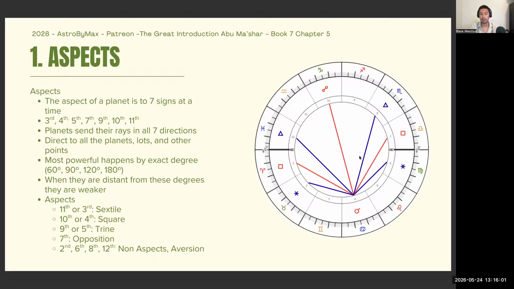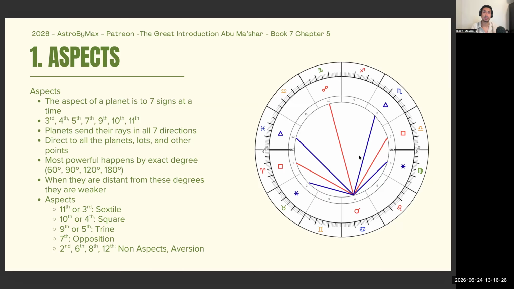It's also very important that we are emphasizing that this is a sign-based relationship first and foremost. Abu Mashar says explicitly the aspect is of a planet to 7 signs at a time. And so when you're understanding what an aspect is and how to judge an aspect, you should always be looking at the whole sign first. Even if the degrees are not there, you should still look at that they're a whole sign relationship.